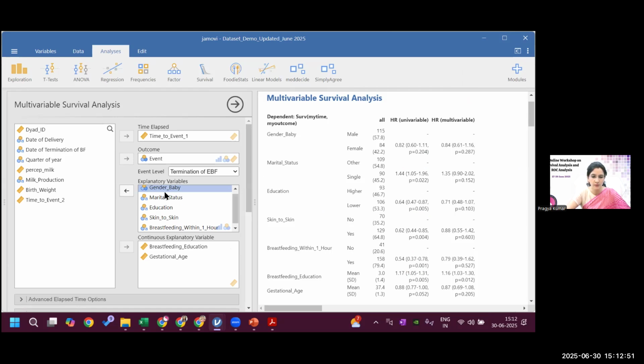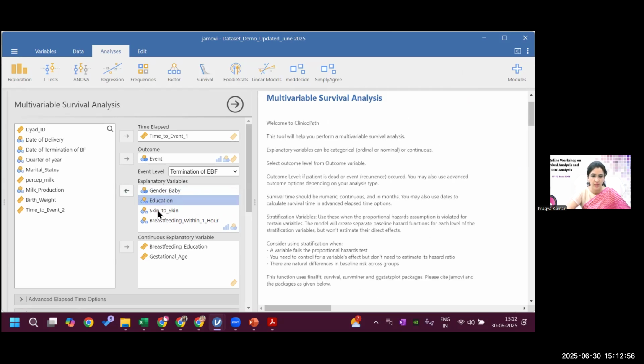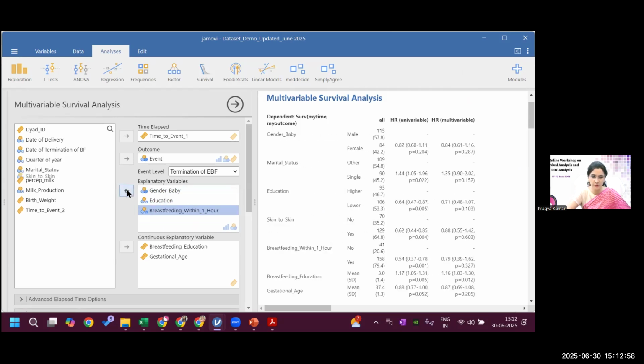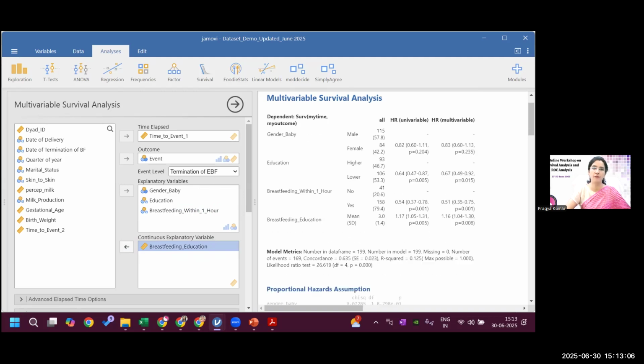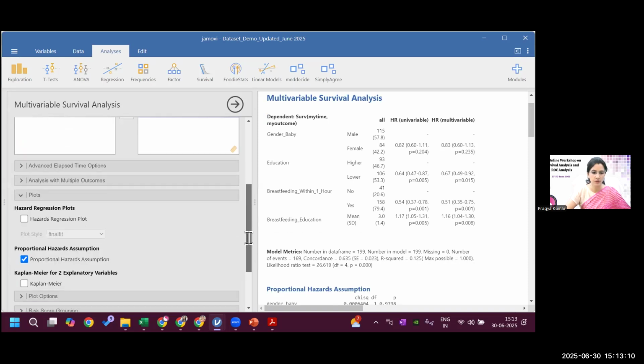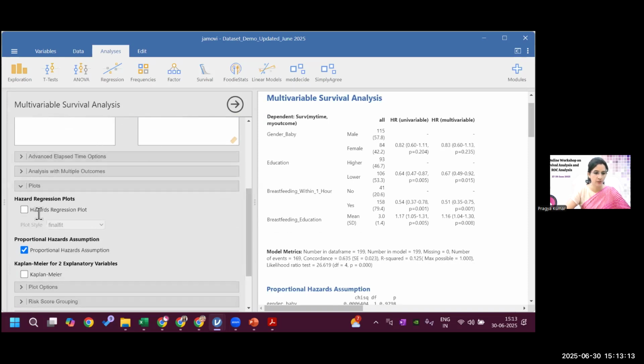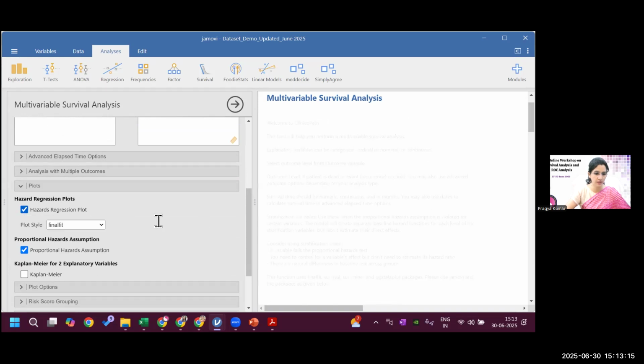So what I'll do, I will move this marital status back to this window, and skin to skin again back to this window, and gestational age also back to this window. So there were only 4 variables for which I will make the model. And then I will go down and then you can have this hazard regression plot.